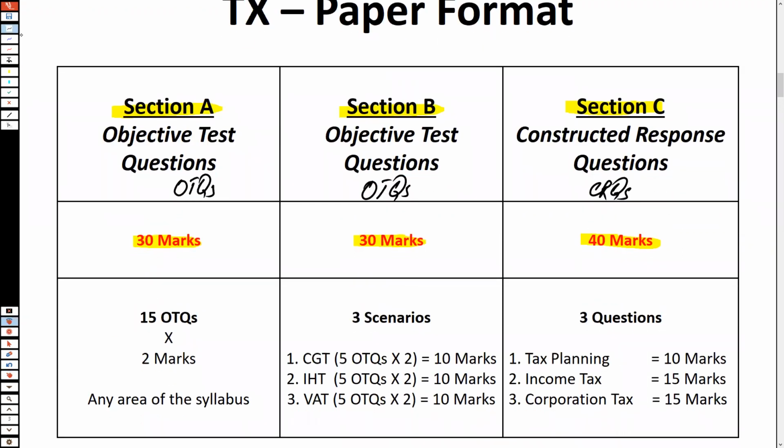Section A questions can be asked from any area of the syllabus. Section B question areas are specified. There will be 3 scenarios, one for capital gains tax, another for inheritance tax, and third for value added tax. The good thing is, for Section B, we know from which areas the questions will be asked. Each scenario would contain 5 questions worth 2 marks each. So 10 marks for capital gains tax, 10 marks for inheritance tax, and 10 marks for value added tax.